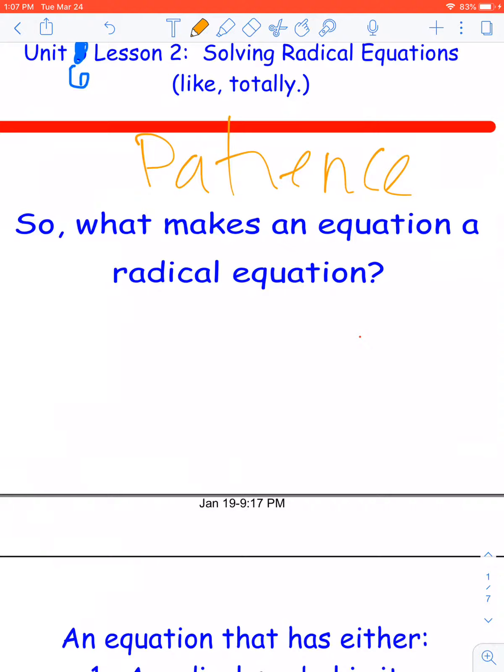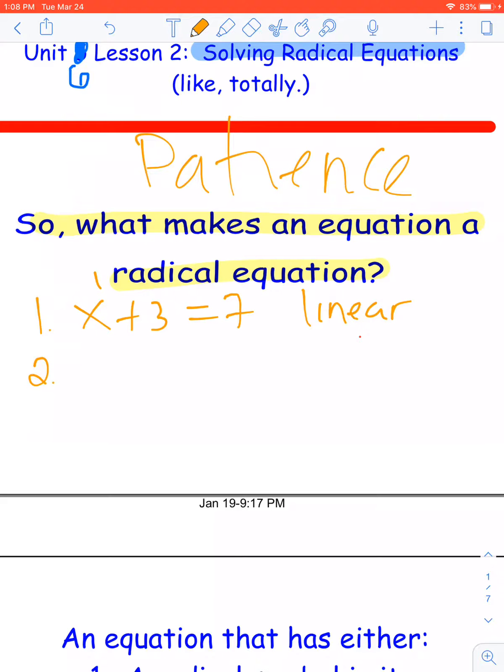All right, Unit 6, Lesson 2. We're going to solve radical equations. And here we go. What makes an equation a radical equation? Okay, let's think about where you've come from, friends. When you were back in middle school, you solved equations like x plus 3 equals 7. This is linear. This is linear because it's an x to the first.